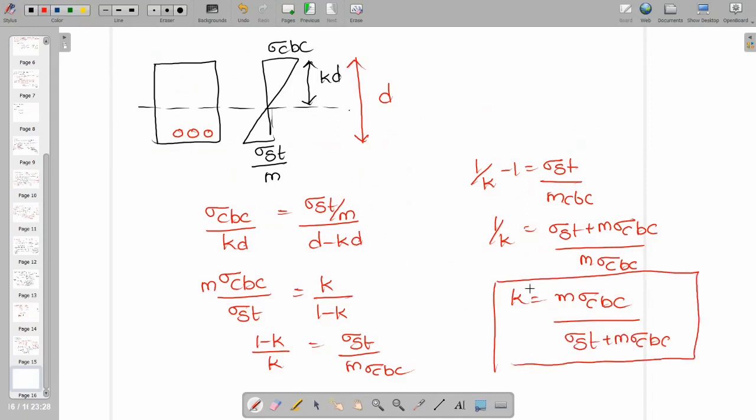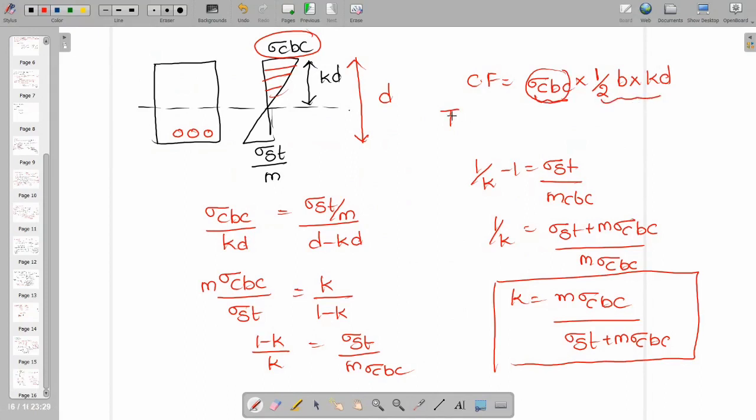If you ask me about compression force, what is it? This is stress into area of the triangle. The stress is sigma cbc into area of the triangle, which is half into d into k into d. This will be the compression force. Right or wrong? Yes or no, students? This is stress, sigma cbc, into area. This is the compression force.